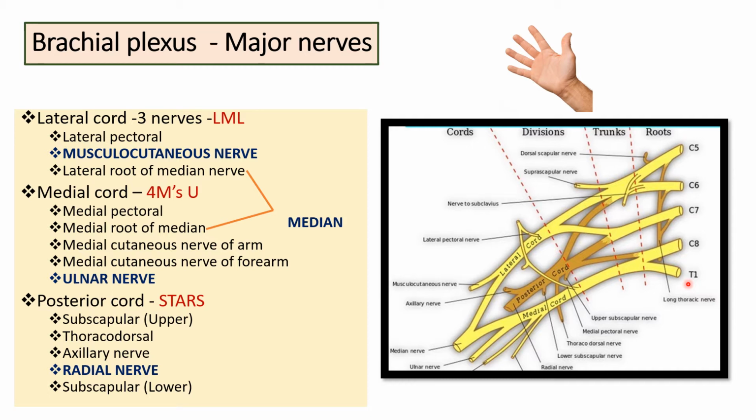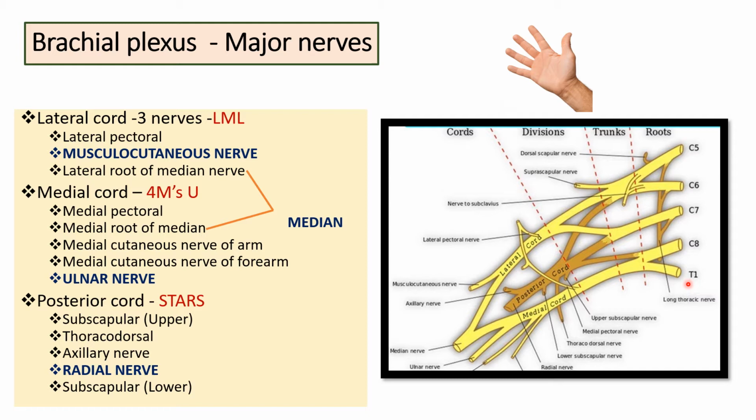If you keep your five fingers and take the thumb and index finger, join them, that will be the upper trunk formed by C5 and C6. Then leave the middle finger, that will be C7, and it will continue as the middle trunk. Then join the ring finger and little finger, that will be the lower trunk. So this is one way of remembering the formation of the trunks from the roots.